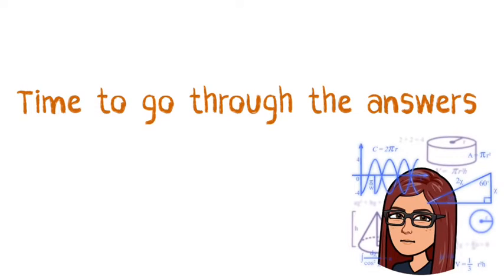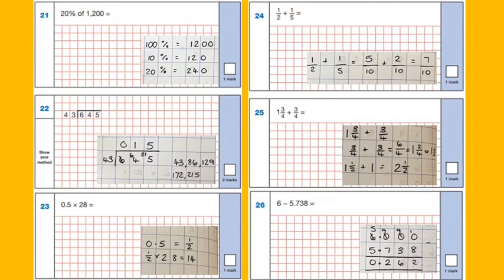Okay everyone, time to go through the answers. Alright, so the first question, 20% of 1,200. So for this one, I actually broke it down into percentages that are quite easy to find. So first of all, 100% of 1,200 is 1,200. 100% just means the total, the whole amount of it.